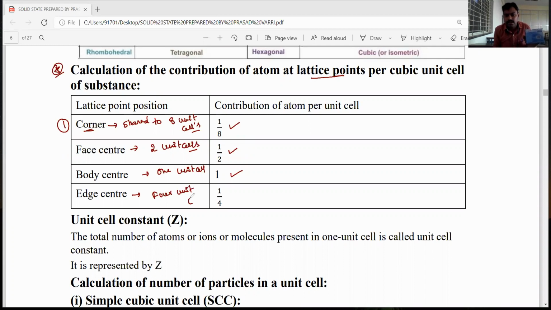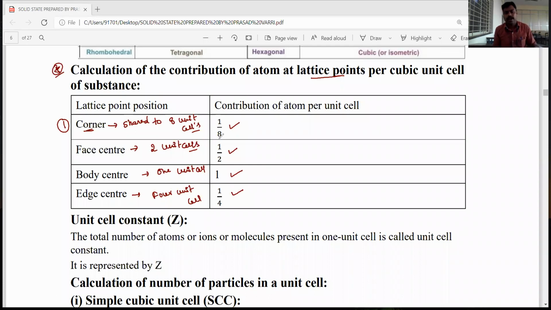So for one atom, for example, you have to imagine that one chocolate is there. One chocolate we have to distribute to 4 members. Then how much will each member get, dear students? 1/4 part. Like if the atom is present at the edge center of the unit cell, then the portion that belongs to that particular unit cell is 1/4.